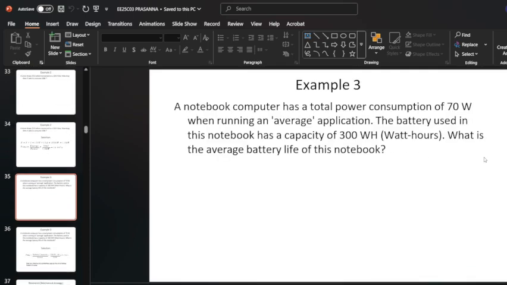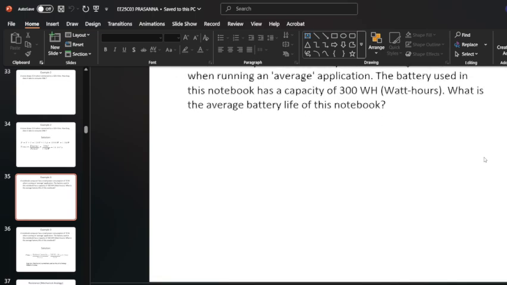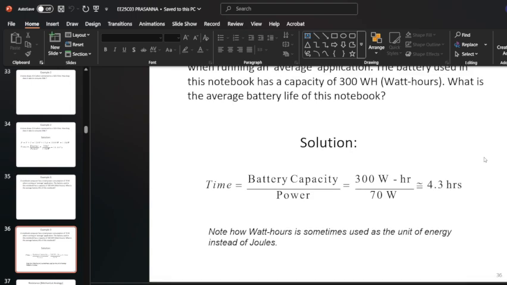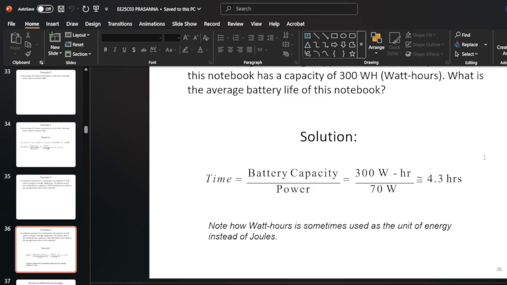Third problem: a notebook computer has a total power consumption of 70 watts when running average applications. The battery used in the notebook has a capacity of 300 watt hours. What is the average battery life of this notebook? Time is battery capacity with respect to power: 300 watt hours divided by 70 watts, so 4.3 hours. Watt hour is sometimes used as the unit of energy instead of joules.